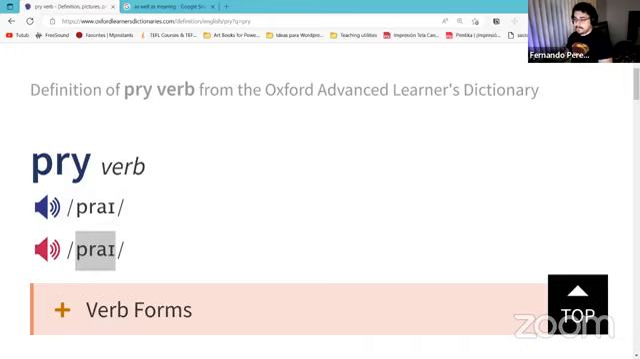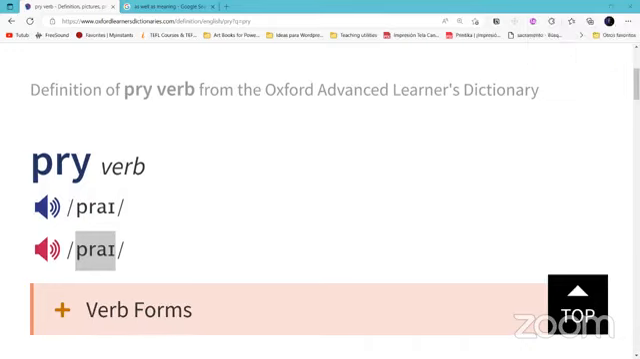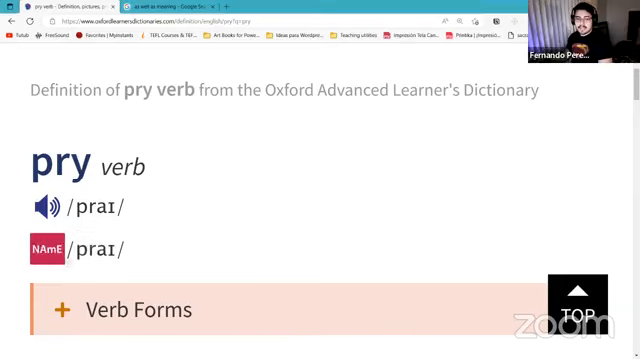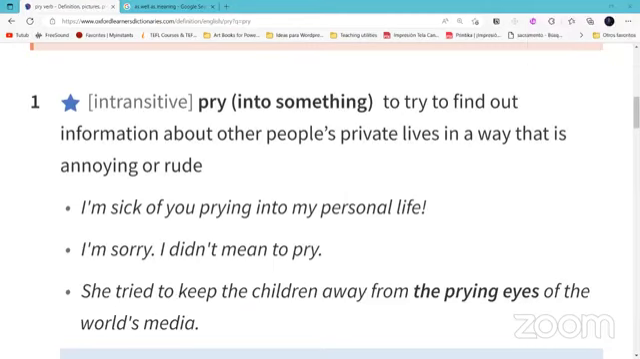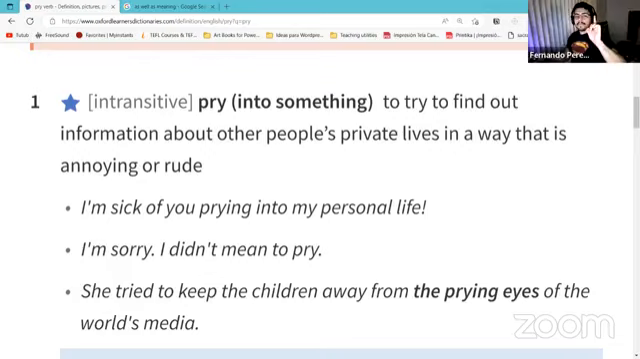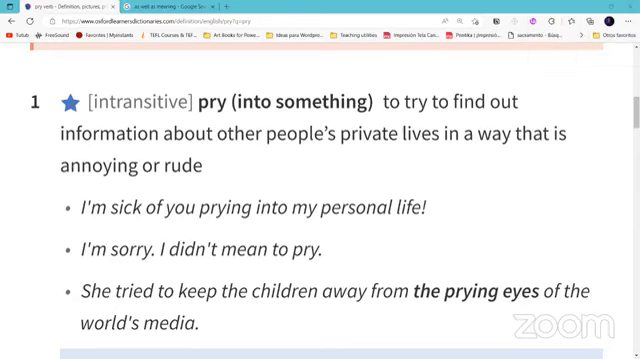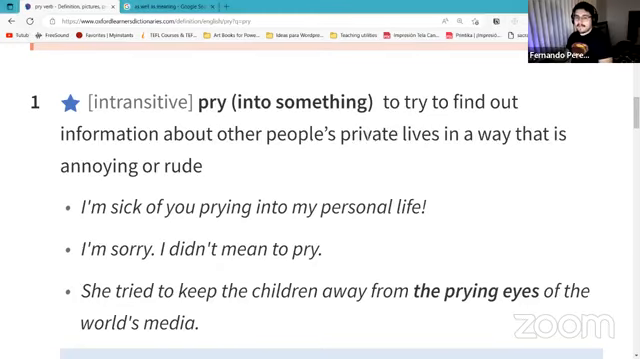Pry. Exactly. Pry. Definition. Pry into something: to try to find out information about other people's private lives in a way that is unwelcome. Information about what? About other people's private lives. Pronunciation.